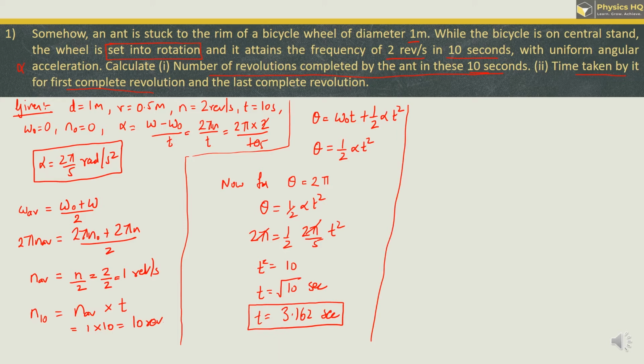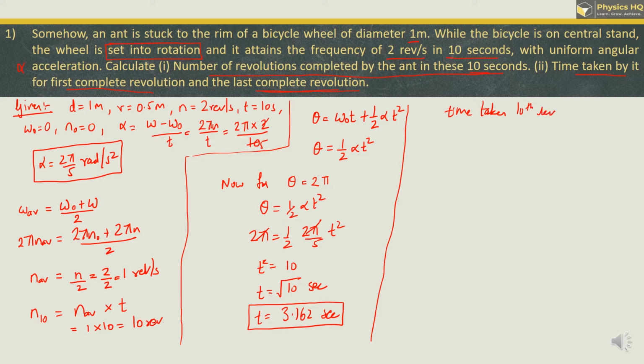Now let us come back to the sum. We also need to find how much time was taken to complete the last revolution. We already calculated that there were 10 revolutions completed. So for the 10th revolution, how much was the time taken? Okay, so the time taken for the 10th revolution is what we need to find.